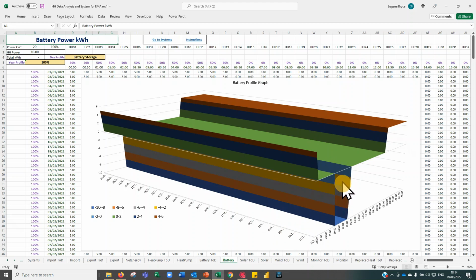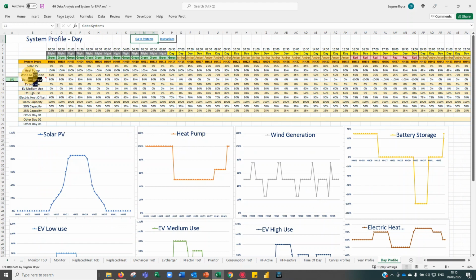Now, one thing to note with batteries is, go back to day profile, battery storage, it must add up to 0. So for example, there I'm saying we're charging at 50% capacity during the night time, but we're discharging 100% during the red time. But the positive 50 for charging and the negative 100 for discharging needs to add to 0%. So just bear that in mind. So I'll go back to system.